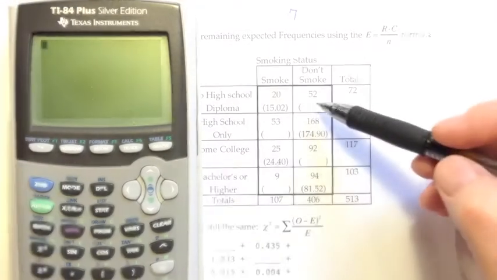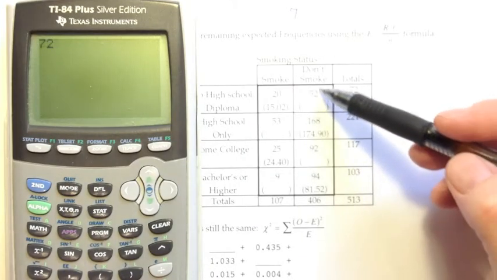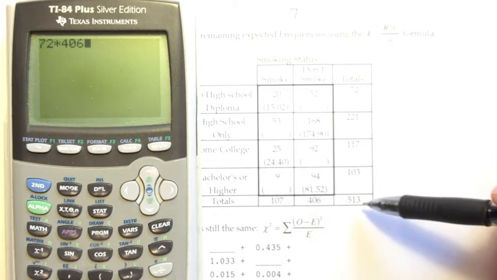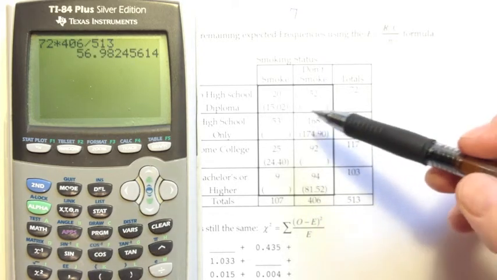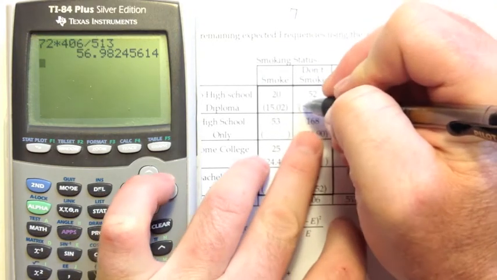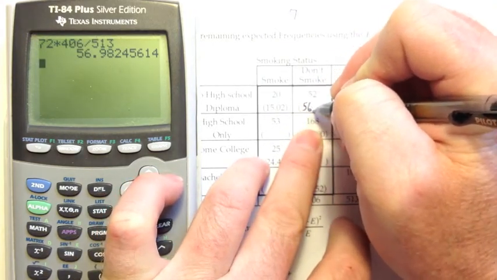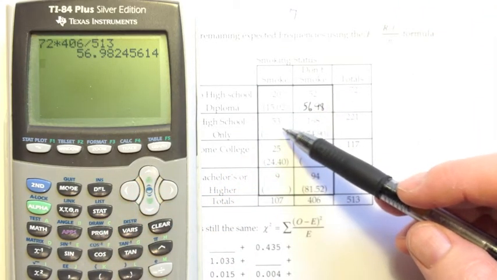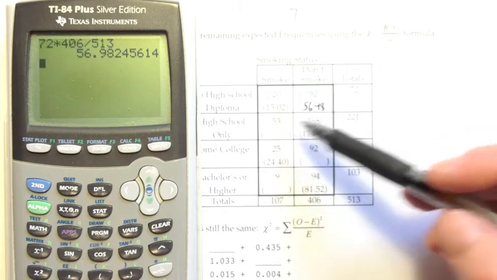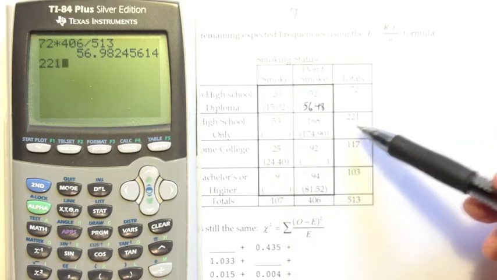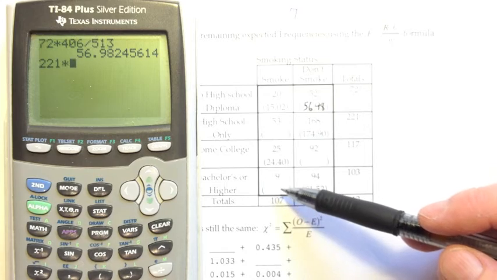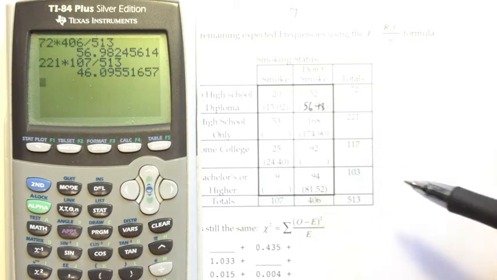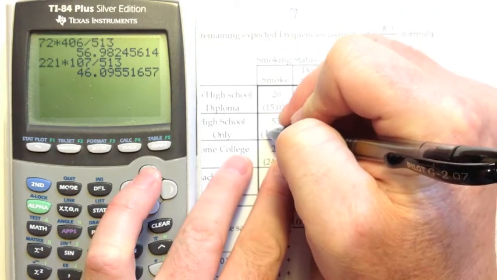I want to take the row total for this square, which is 72, times the column total for this square, which is 406, and divide it by the sample size, which is 513, and that would be my expected frequency, so 56.98. And then I want to do that for this cell where they have high school only and they're a smoker. For that square the row total is 221, and the column total is 107, so I multiply those together, divide by the sample size of 513, and I get 46.10.